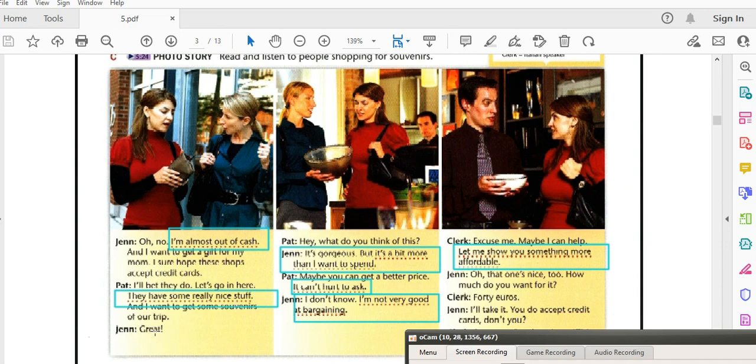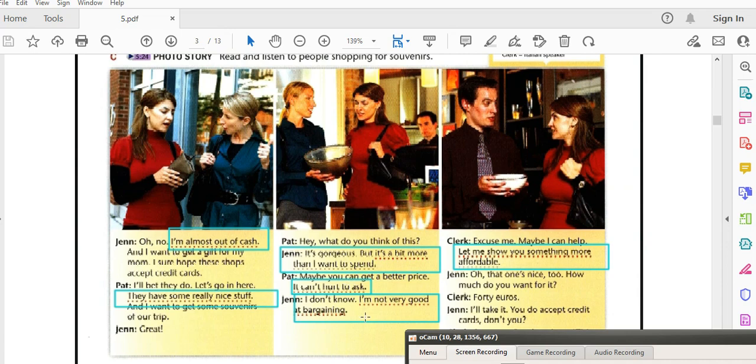And I want to get some souvenirs of our trip. Great. Hey, what do you think of this? It's gorgeous. Gorgeous, it means wonderful, very beautiful. It's a bit more than I want to spend. So she wants to buy a cheaper one. It's expensive, she wants to buy a cheaper one. Maybe you can get a better price. It can't hurt to ask. It means let's go and talk about it. Maybe we can find a cheaper price. We can bargain for it. Bargain and ask for a cheaper amount.